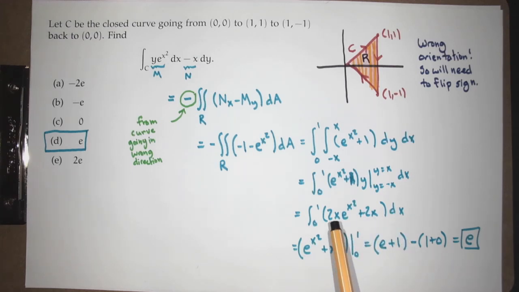Those are both integrals we can do. Substitution gives us e^(x²). The integral of 2x is x². Evaluate. Don't forget to plug in 0. e^0 is 1. So you end up with e. All right. Good times. Any questions?